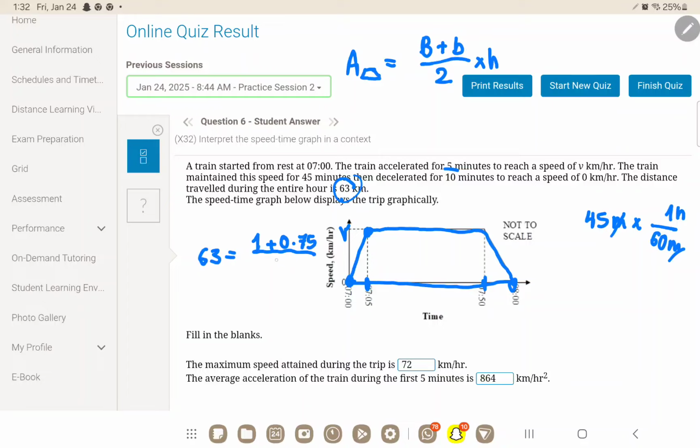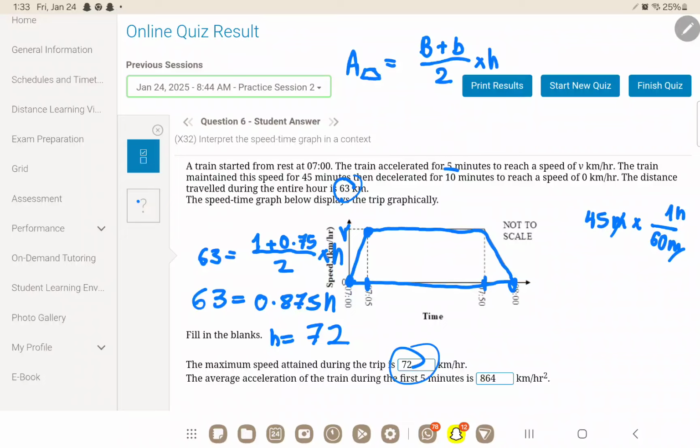All of this over 2 times height. Now, you're going to do 1.75 divided by 2 on your calculator, and you're going to get that 63 equals 0.875 h. H will equal 63 divided by this number, 72. And that's how you get the answer to the first question.